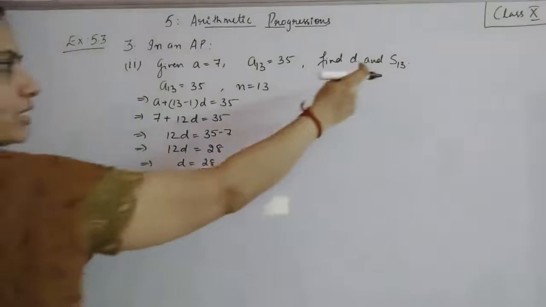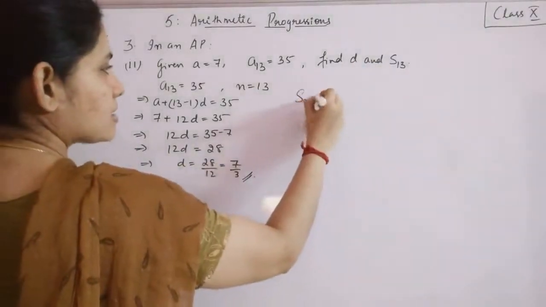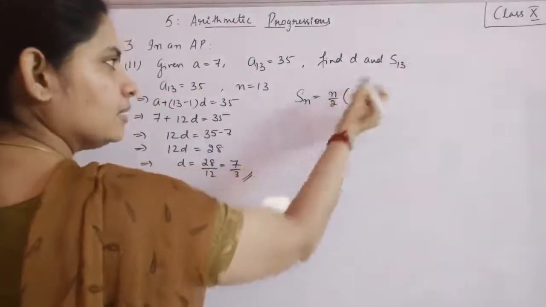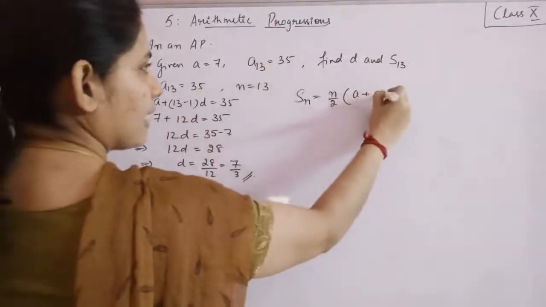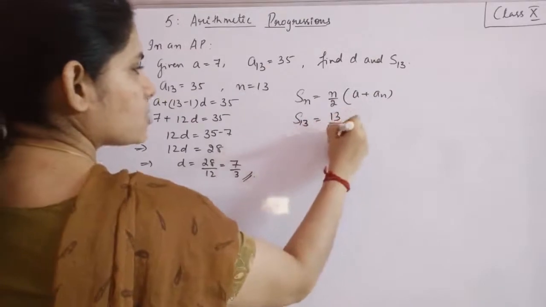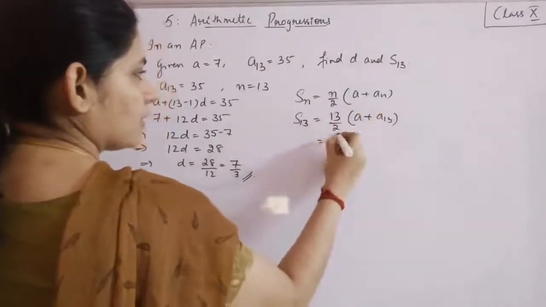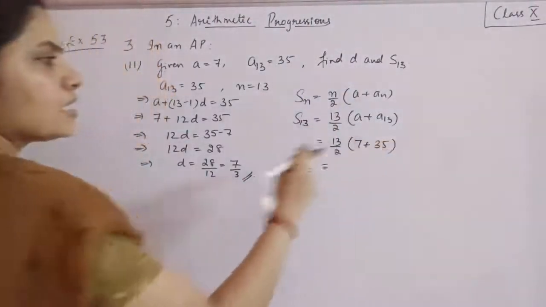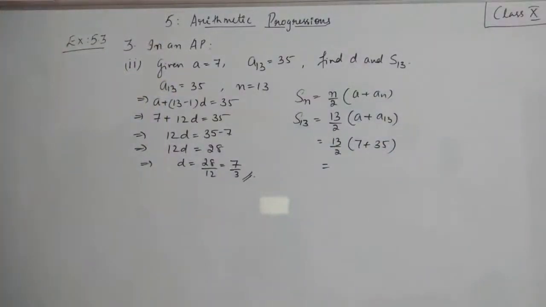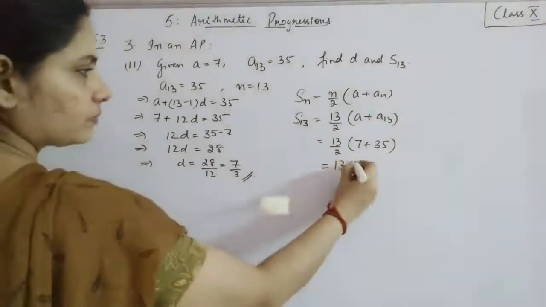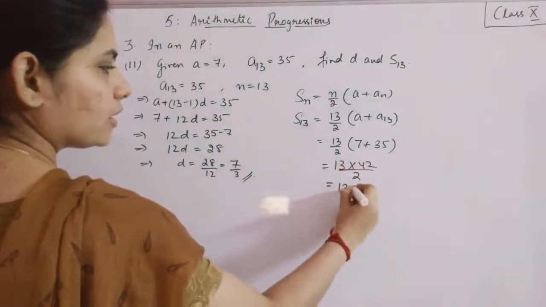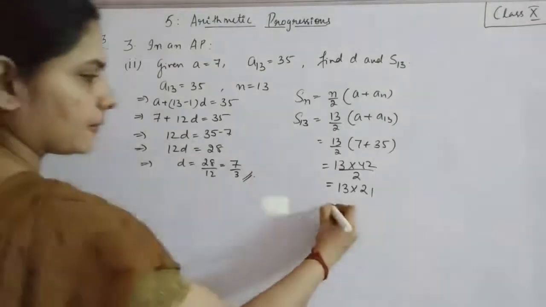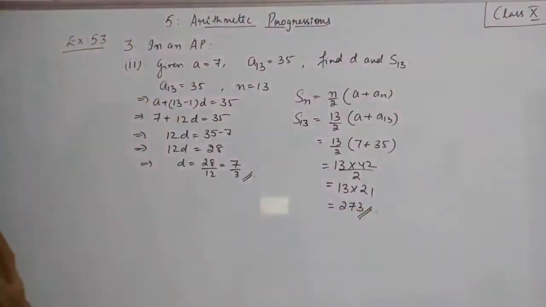Now you have to find out what Sn is equal to. For that you can start with Sn is equal to n by 2 into (a plus an), again you have the first and last term. Because your n is given to be 13, you can use this. So S13 will be 13 by 2 into (a plus a13), 13 by 2 into (7 plus 35). 7 plus 35 will give you 42. So 13 into 42 by 2 will give you 13 into 21, and 13 into 21 is 273. So this is your S13.